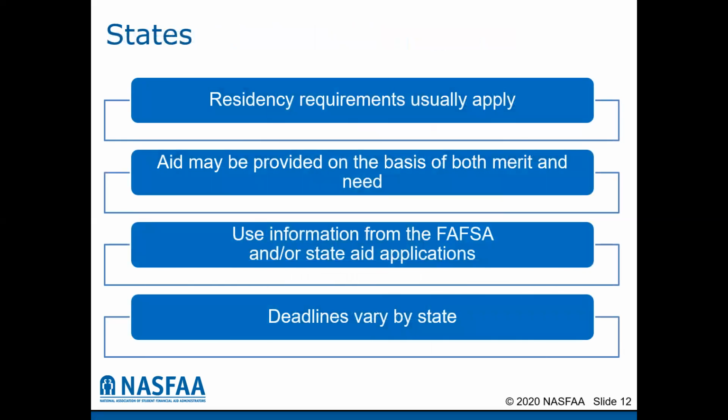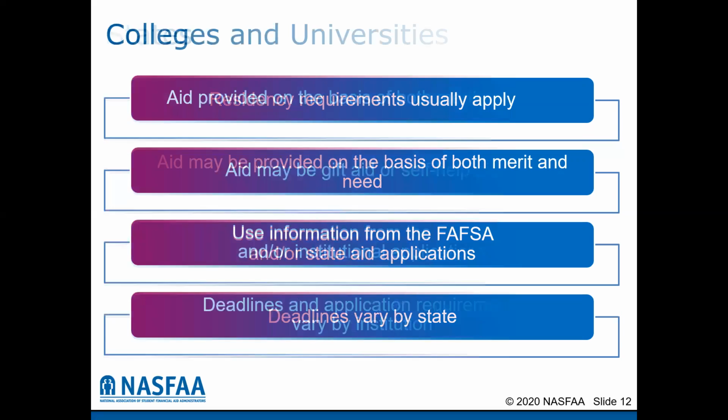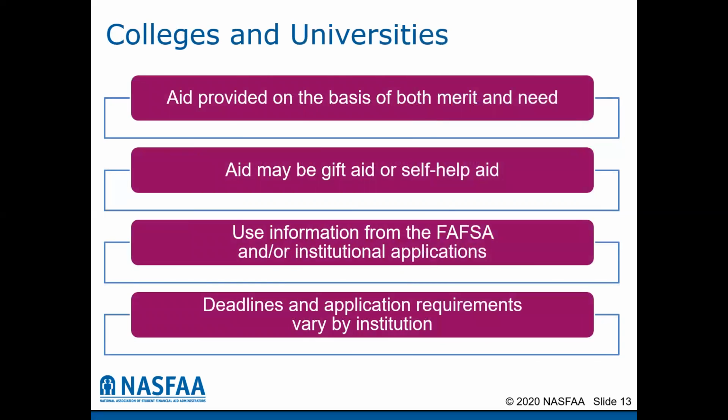States also have financial aid available. Residency requirements usually apply, meaning a parent or a student must be a resident of that state to receive it. Aid may be provided on the basis of both merit, meaning grades or what kind of a community member they are, as well as financial need. They also use information from the FAFSA or a state aid application. Wisconsin uses information from the FAFSA and does not have its own aid application, but the deadlines do vary by state. Colleges and universities also provide aid based on merit and need.